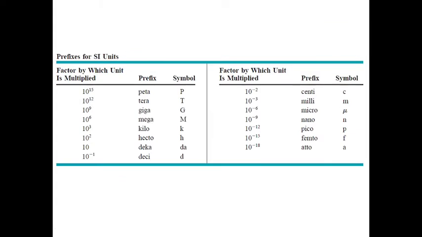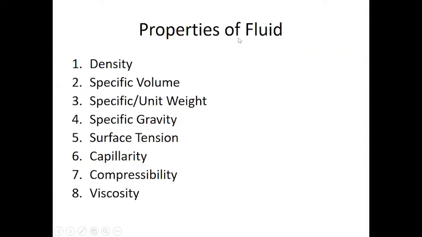Then, in physics, these were discussed to you, if I'm not mistaken. Prefixes for SI units. Factor by which unit is multiplied. No? Prefix, peta, alam nyo na yan. 10 to the 12, tera, 10 to the 9, giga, 10 to the 6, mega, etc. Okay? So, alright. Then, let's now proceed to properties of fluid.